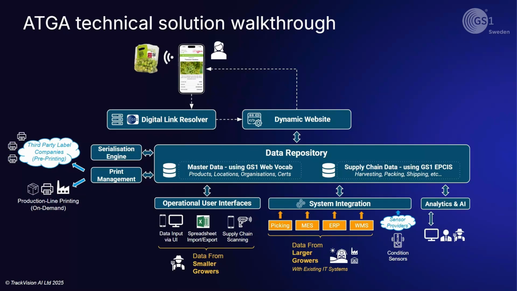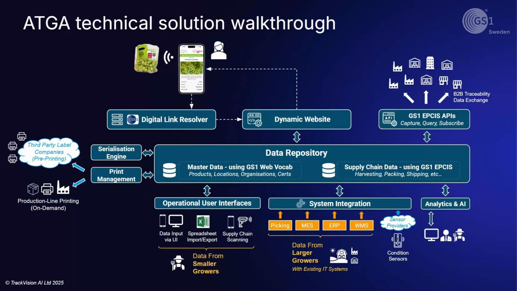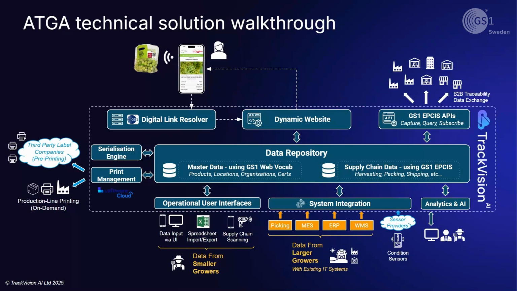The final pieces of the puzzle, I am running out of time, are the analytics and AI. So once we've got all this data, let's make it useful to the farmers and business representatives and so on. And we have, of course, the implementation of the GS1 EPCIS APIs to allow data to be shared with other businesses and organizations and regulatory bodies in the future in an electronic and friction-free manner.